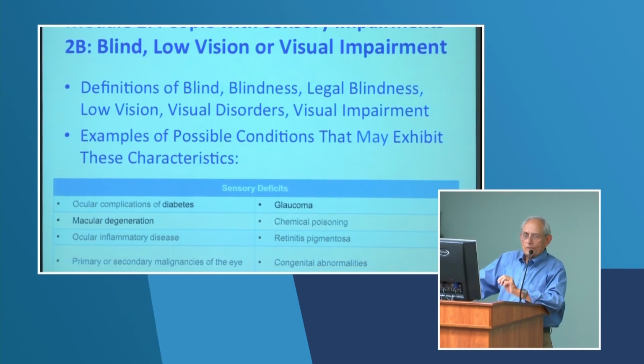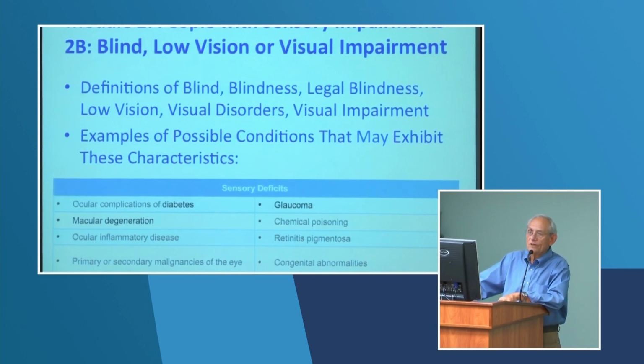Now, not everyone who is blind has been blind their whole lifetime. As a matter of fact, ocular complications of diabetes is probably the most common cause of blindness in adults. Macular degeneration happens to about 3 to 4% of our population as we get older. Lots of inflammatory disease can occur, and you can have glaucoma, which is a very common cause of blindness.